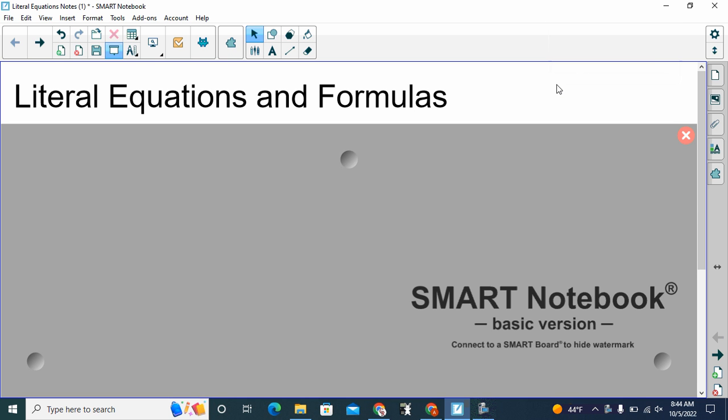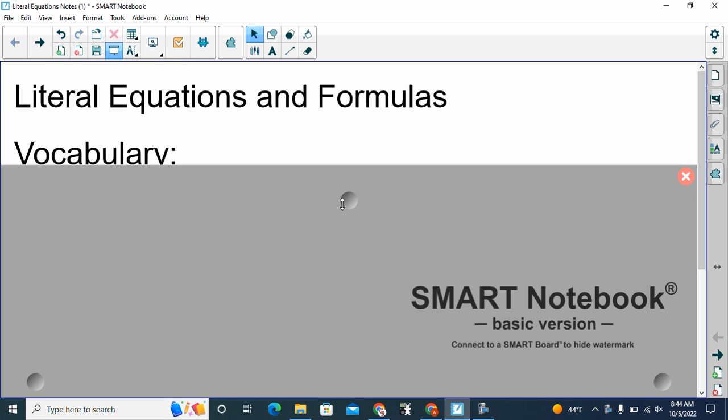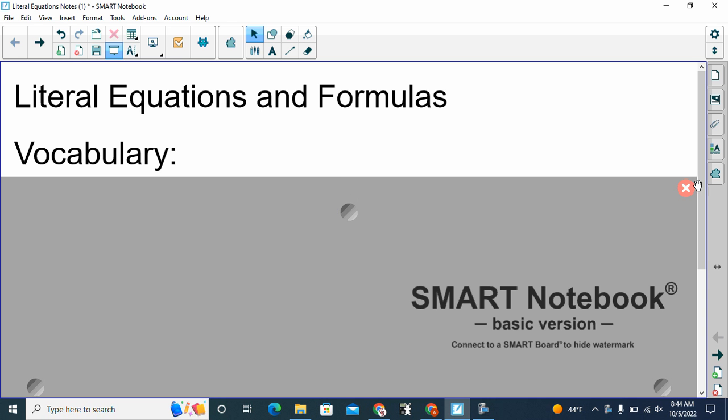Couple different things we were talking about in today's notes. We were talking about what is called literal equations, as well as formulas. Literal equations and formulas. We're going to start off with a little bit of vocabulary.